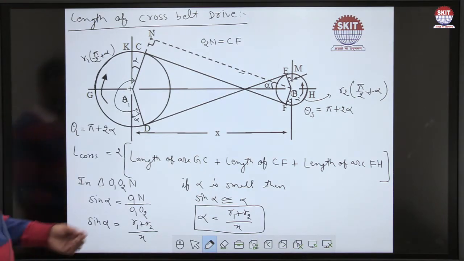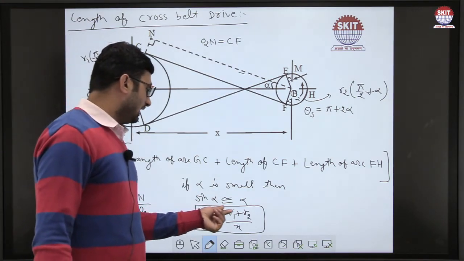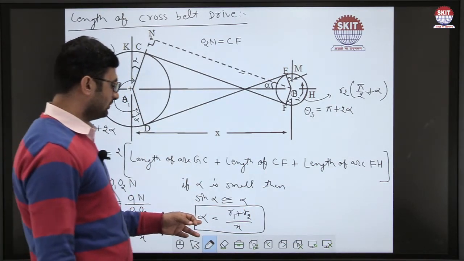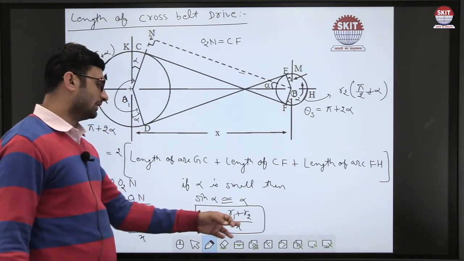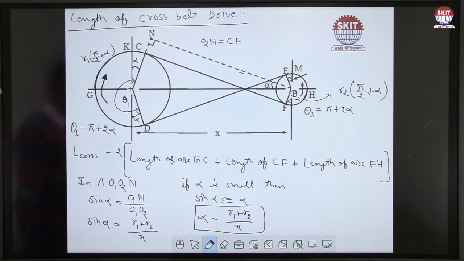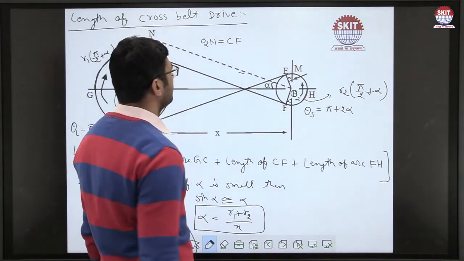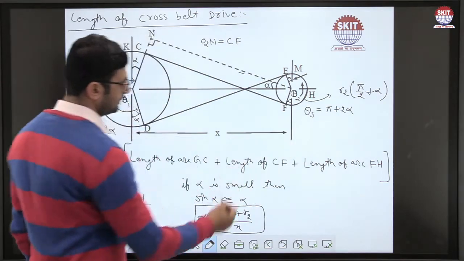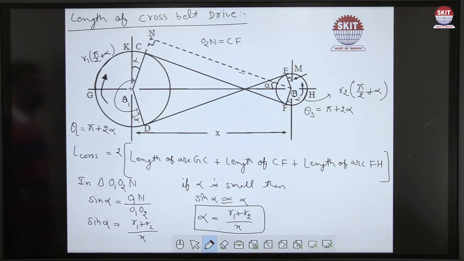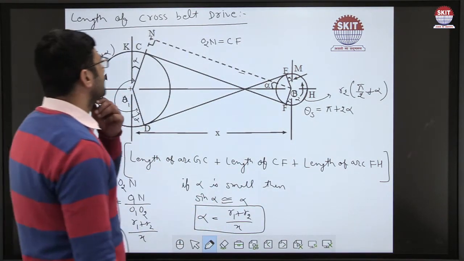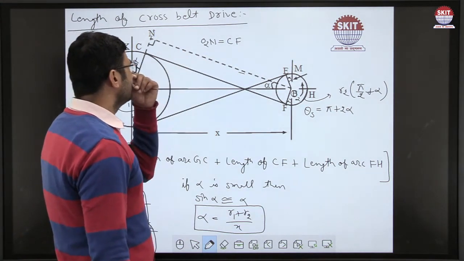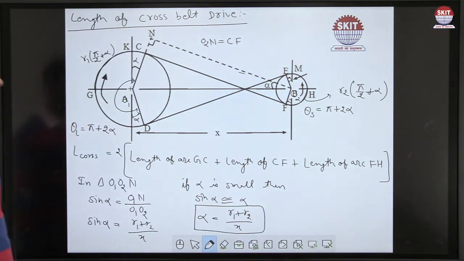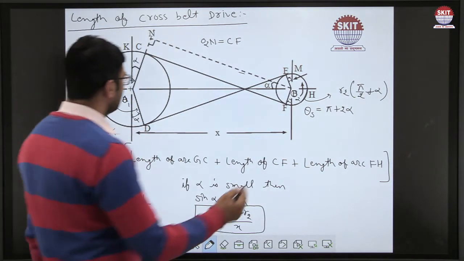In open belt drive, the value of alpha is (R1 minus R2) upon x. But in cross belt drive, the value of alpha equals (R1 plus R2) upon x. This is the second change in the cross belt drive. The first change is the angle of contact, the second is the value of alpha. Now, the third change is the length of the belt, length CF.